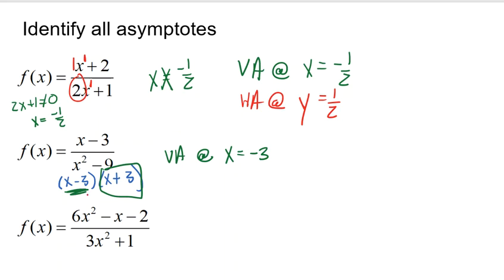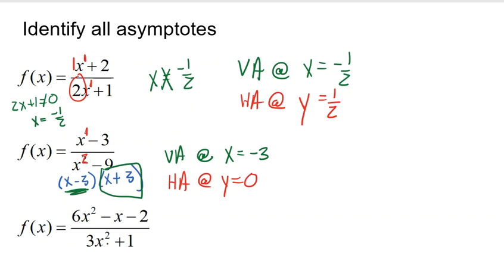Now, what about horizontal asymptotes? The degree of the bottom is 2. The degree of the top is 1. And if the degree of the bottom is bigger, then we automatically have a horizontal asymptote at y equals 0. So there's automatically a horizontal asymptote at y equals 0 anytime the bottom degree is bigger. All right, one more to go here.